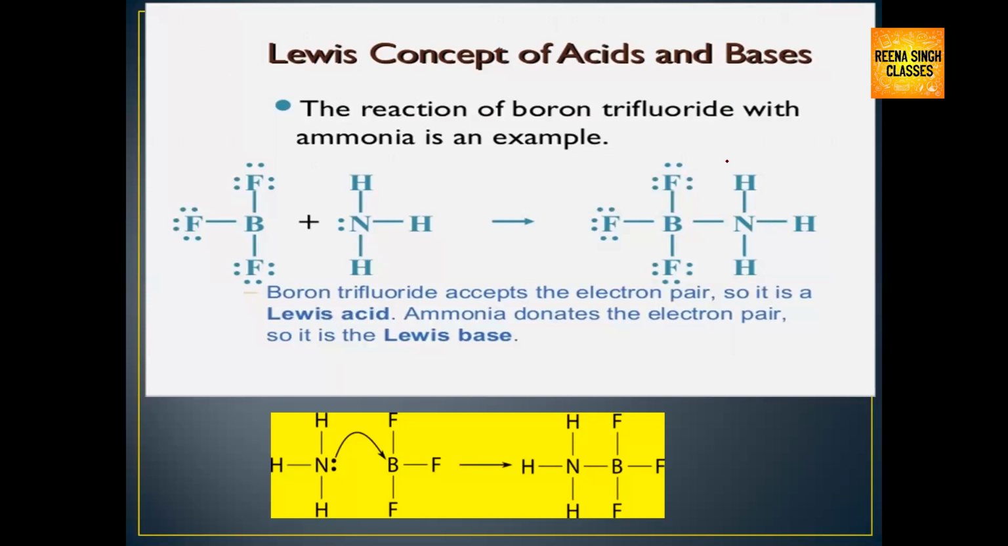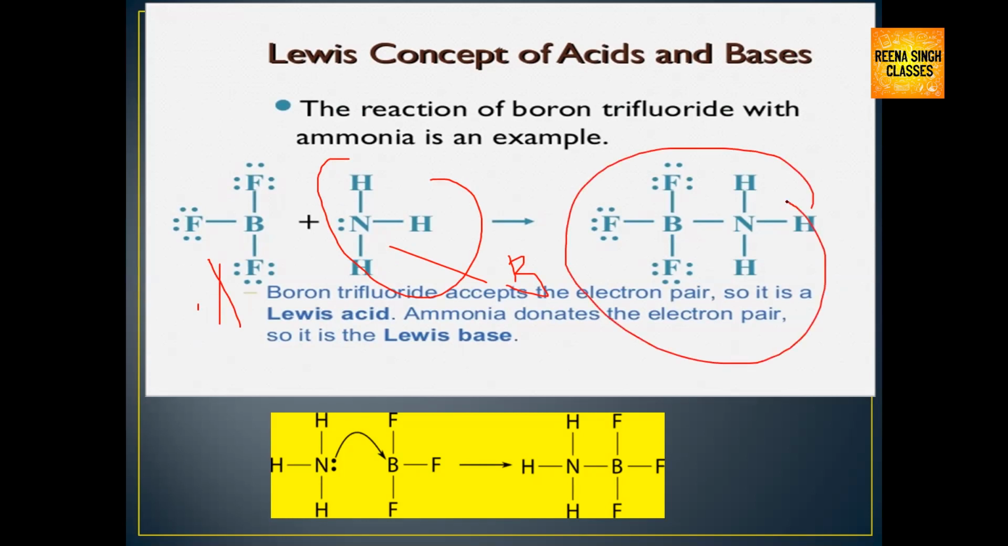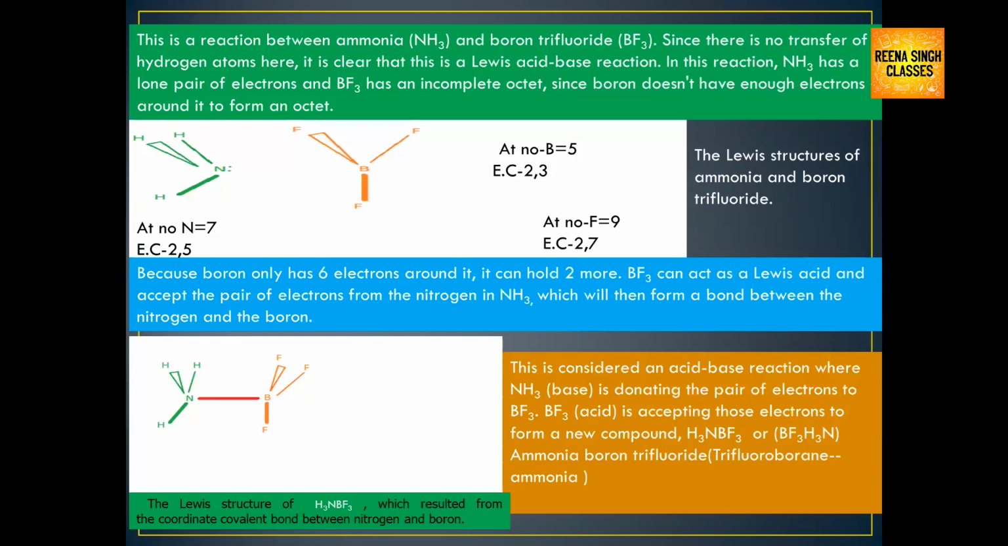Another example of the Lewis concept of acid and base is the reaction between boron trifluoride and ammonia. In this case, boron trifluoride accepts a pair of electrons and ammonia donates an electron pair. So ammonia behaves as a Lewis base and boron trifluoride behaves as a Lewis acid, and a new compound forms. That new compound is known as an adduct, formed with the help of a coordinate covalent bond. Go through this one.